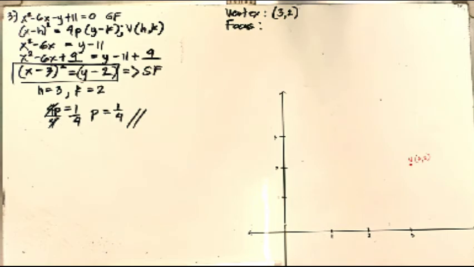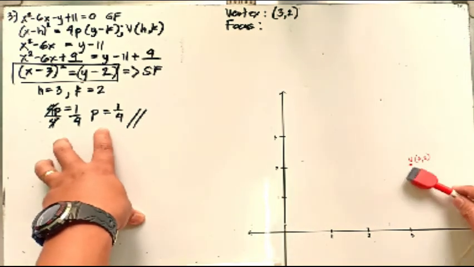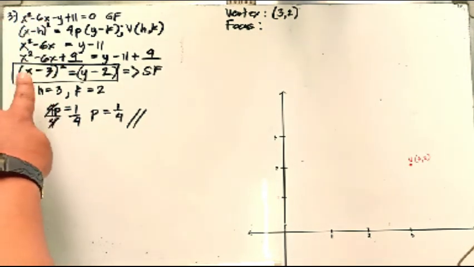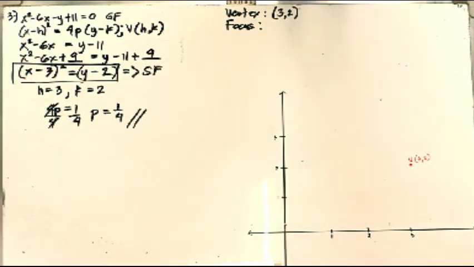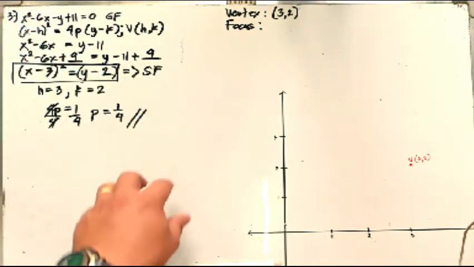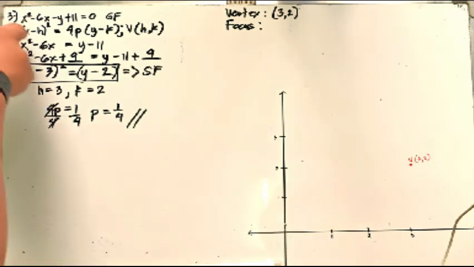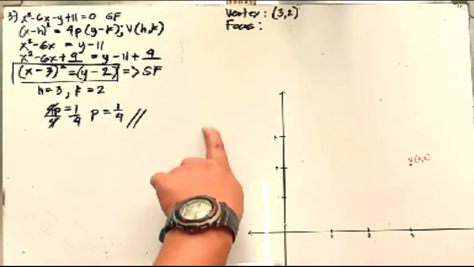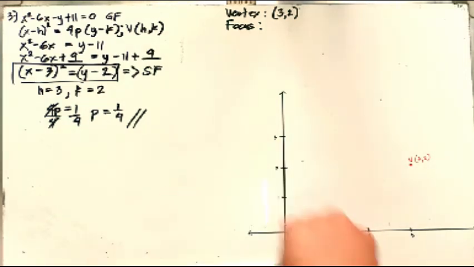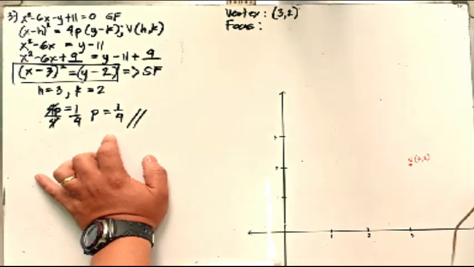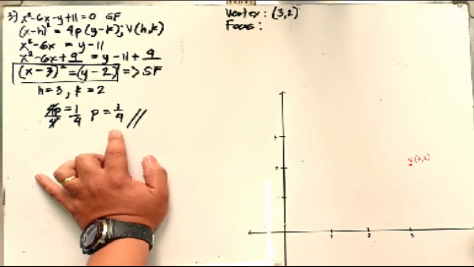Next, since P is the distance between the vertex and the focus, and we know that the parabola is opening upward. Now, how did I say that? Since the quadratic term is the x variable, the variable with the exponent 2 is x. Now, I can say that the parabola is either opening upward or downward. Since my p is positive, I can say that my parabola is opening upward based on the summary table. You may review that one.